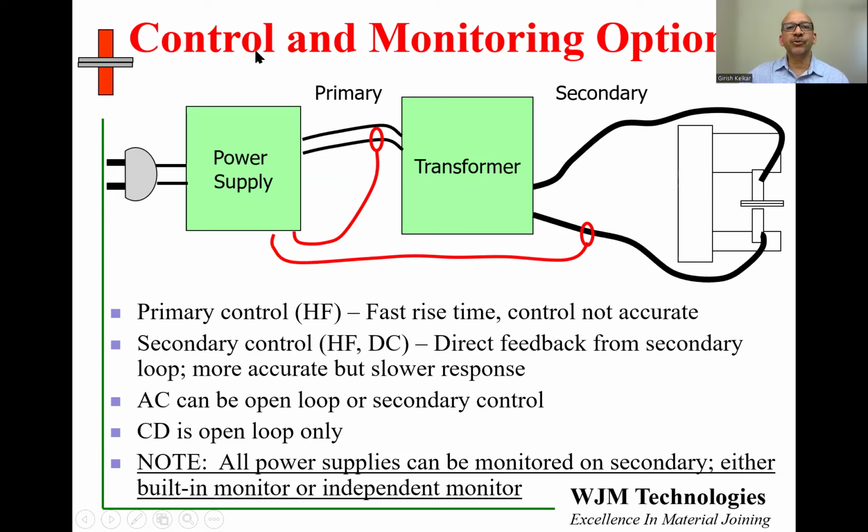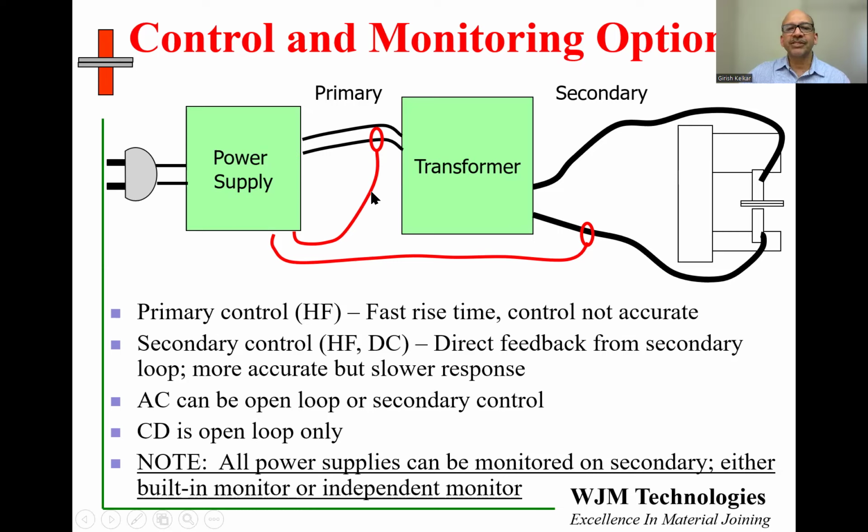On this screen, I'm going to show you control and monitoring options. This is a schematic layout of the setup, which includes the power supply, the transformer, and the weld head. The power supply takes energy from the wall, manipulates it, regulates it, rectifies it, and sends it to the transformer. The transformer amplifies the current and lowers the voltage. And the energy then goes through the secondary, through the electrodes, through the parts, through the bottom electrode, and comes back to the transformer.